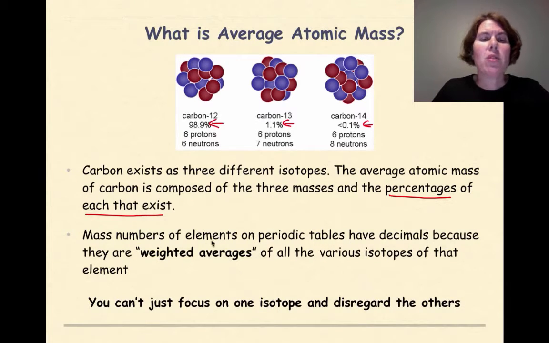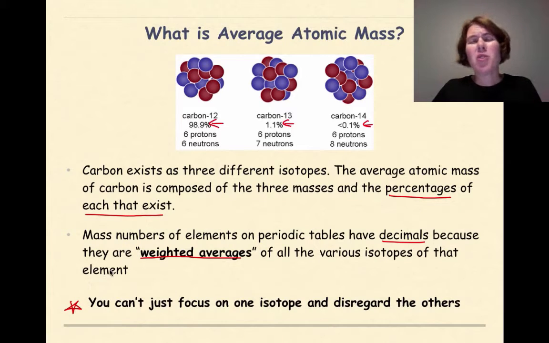Mass numbers of elements on the periodic table have decimals, which is really important to notice because they are weighted averages of all the various isotopes of that element that exist. The key thing here is that you can't just say, oh, carbon 12, I really like you, so you know what? All carbon is going to have a mass of 12 and just sort of disregard the rest. No, carbon 13, carbon 14, we really don't need to acknowledge you at all.